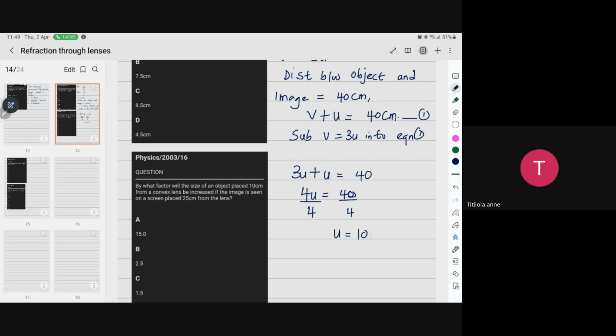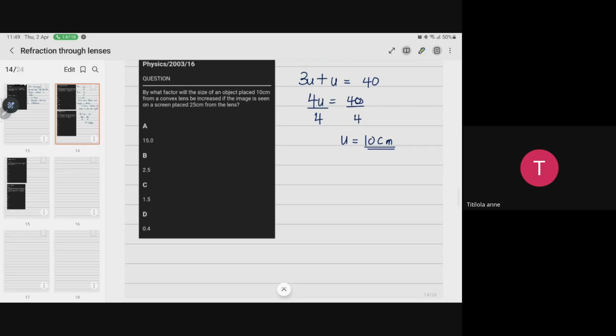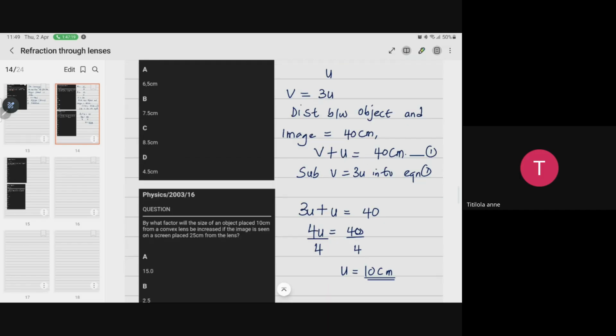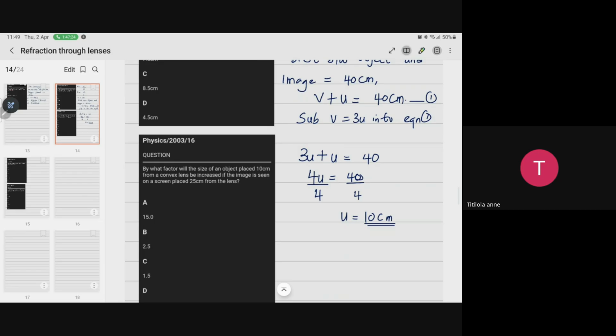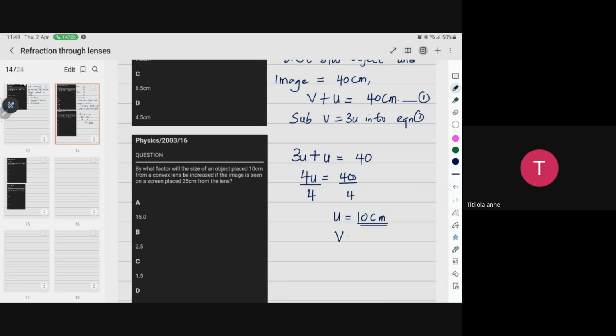So U is equal to 10 centimeter, right? So what's the next step? We are looking for our V now. Since V is equal to 3U, we'll do 3 times 10. But remember what we're looking for is the focal length, not V actually. So V is equal to 30 cm.